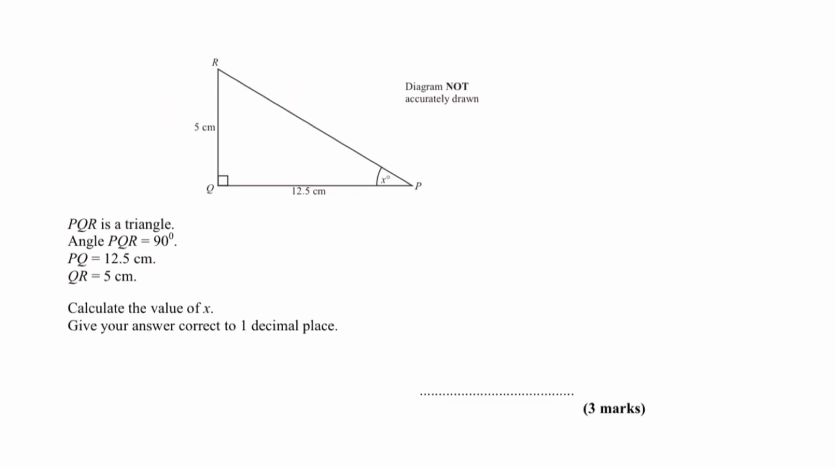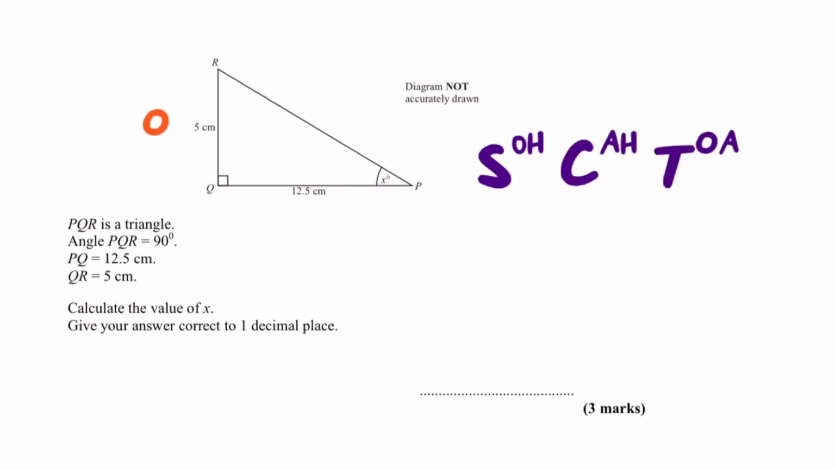Let's have a go at this one. So PQR is a triangle. Angle PQR is 90 degrees, which is this little square here. P to Q is 12.5. Q to R is 5 centimeters. Calculate the value of X. So here we need to calculate an angle. So that means we're not going to use Pythagoras theorem. We know we're going to use trigonometry. So we're going to use SOHCAHTOA.